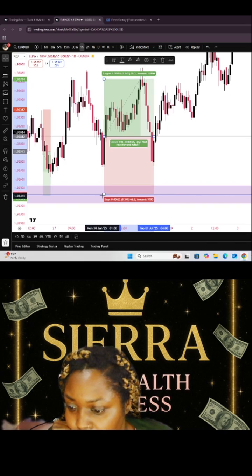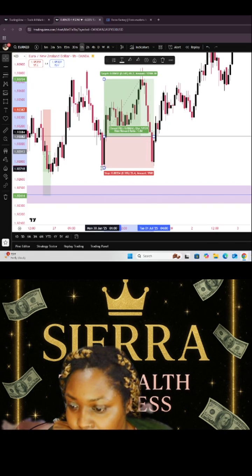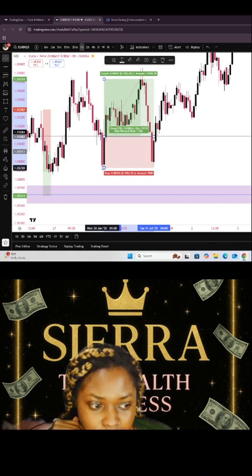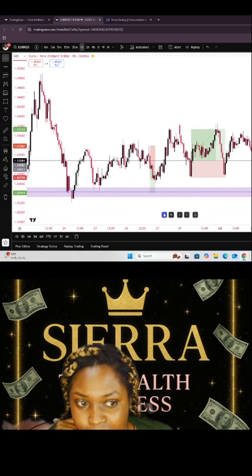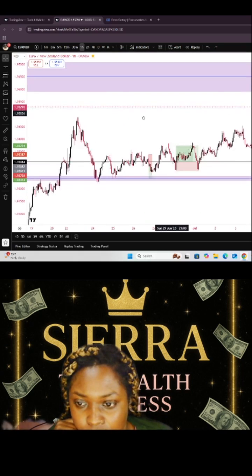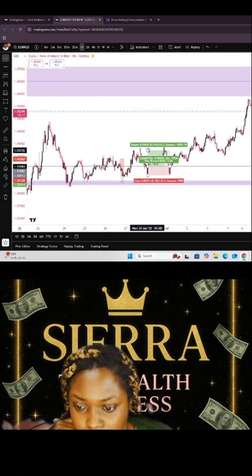Right here where the candle closed. Stop loss at the bottom of the candlestick pattern. TP at the next zone or the next high. So for here, just say the next high.